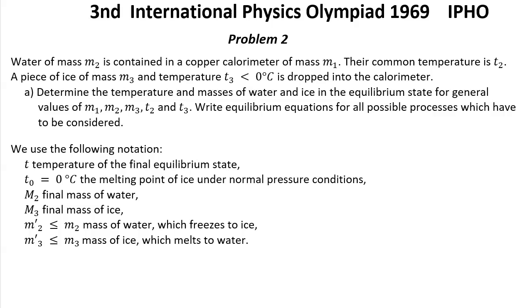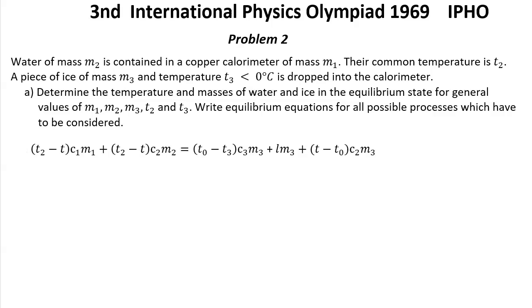And also we have the possibility when the final temperature equals T0 and part of the ice, let's say that's M3, became ice and the other part is water. So let's see what happened in each case. First case, suppose that everything became water with a temperature greater than T0.